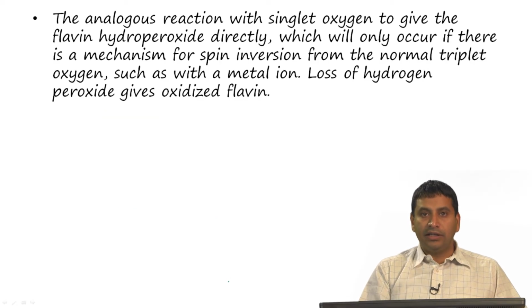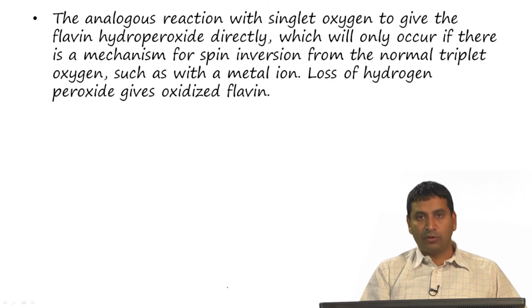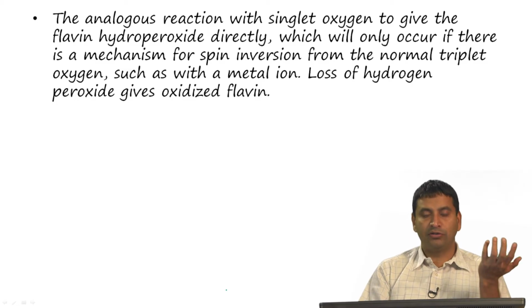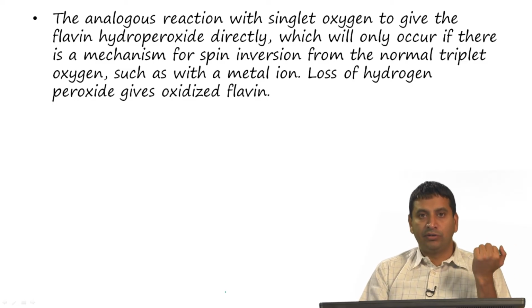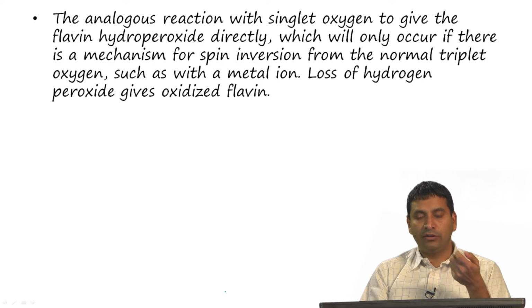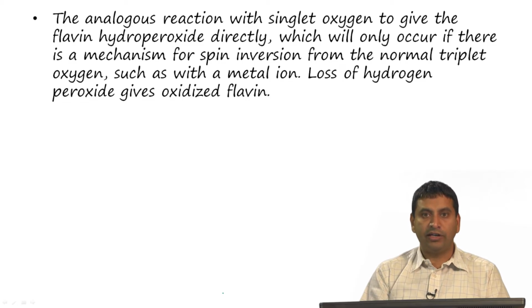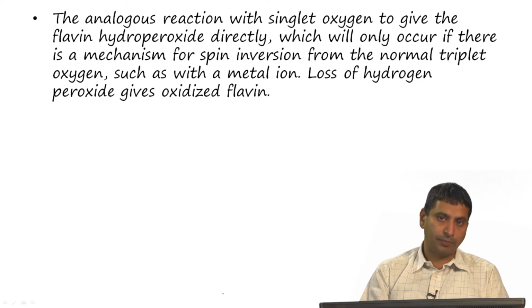Okay. The analogous reaction with singlet oxygen to give the flavine hydroperoxide directly is also possible, and it will occur only if there is a mechanism of spin inversion from the normal triplet oxygen, because normally triplet oxygen is what exists, and so this singlet oxygen is produced in situations where there is a metal ion, and again there is loss of hydrogen peroxide to give the oxidized flavine. So, we will not look into the details of this mechanism, but this is another way in which you can regenerate flavine after the redox reaction.